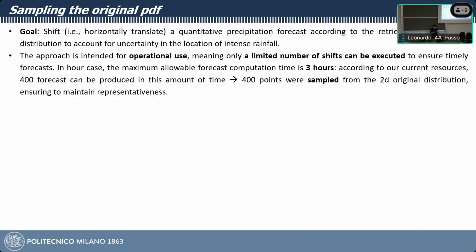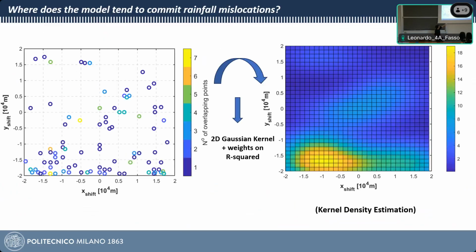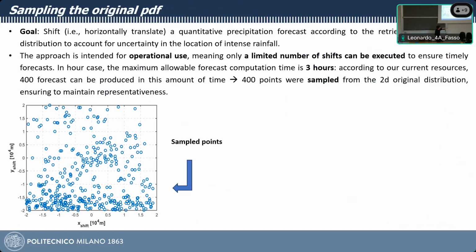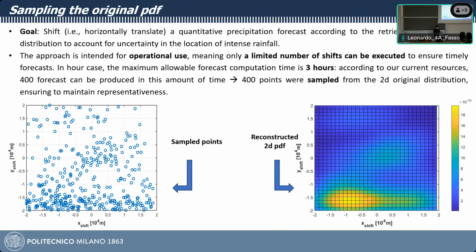The fact is that we wanted to use it operationally. So we cannot, I would say, do too many runs of the forecast. We know that we have a forecast computation time of at maximum 3 hours, and we know that using our current computational availability, we are able to produce 400 forecasts in 3 hours. So the approach is we sample 400 points from this distribution, and we check that these 400 points are representative of the original distribution. And what we get is a good result. With 400 sampled points, we are able to reconstruct the original distribution well.